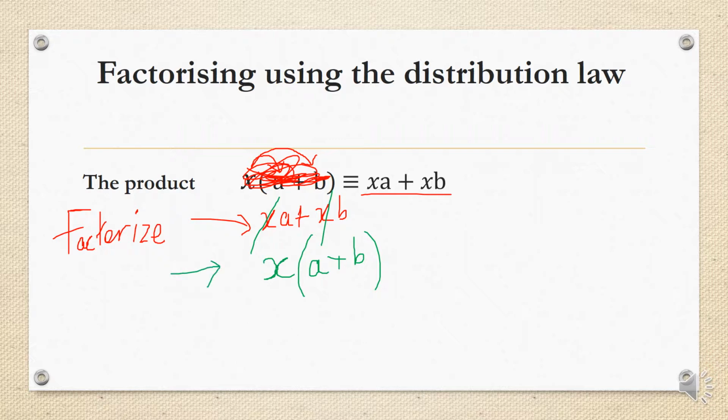Now, the question would not ask me to factorize this expression in green. It would ask me to expand. So how do I expand and simplify this? Let's expand the bracket. We multiply the term on the outside by each term on the inside. So x by a will give me xa plus x by b will give me xb. This is how I expand. Good. Let's move on.